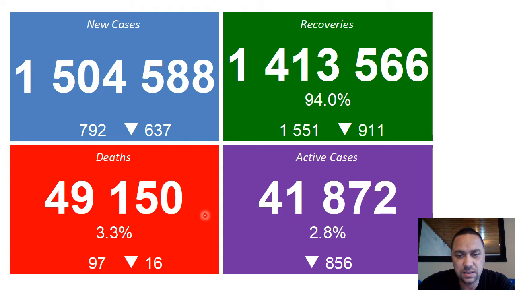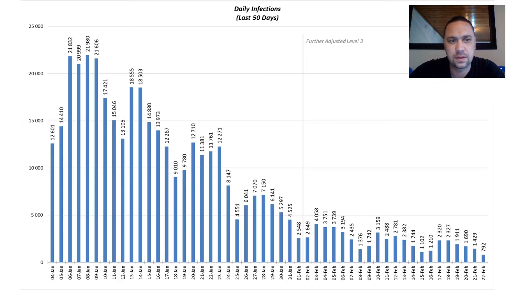Active cases are on 41,872, which is a decrease in 856 active cases, and that has the total active cases on 2.8%. So looking at the daily infection rate, we see a clear downward trend in the number of daily cases. We see that the last 7 days average is 1,669, which is down from the previous week's average on 2,200.